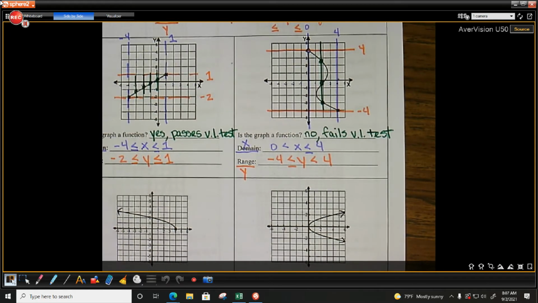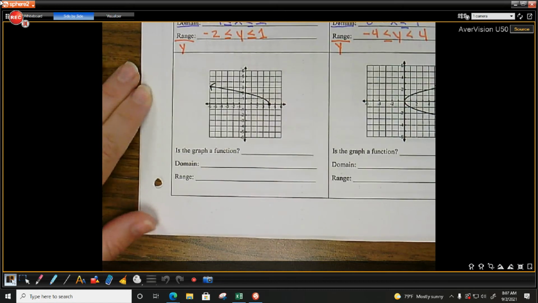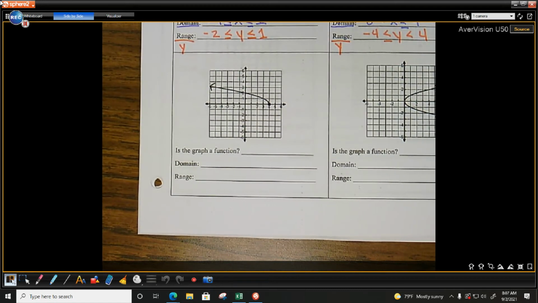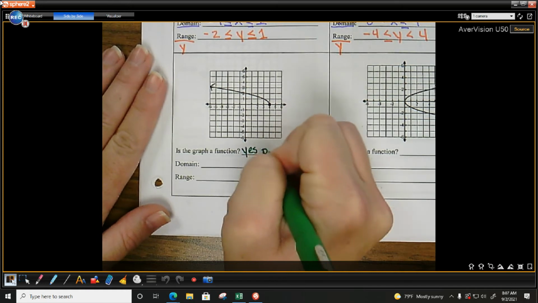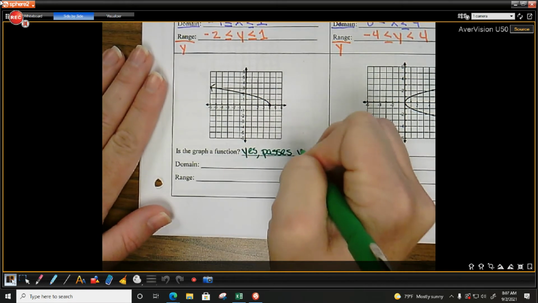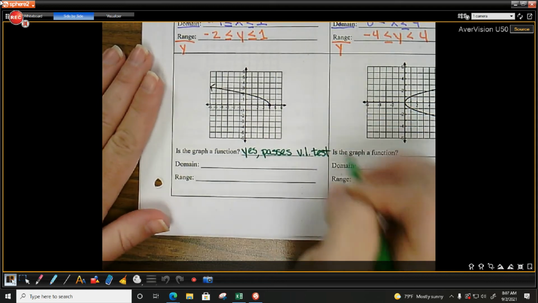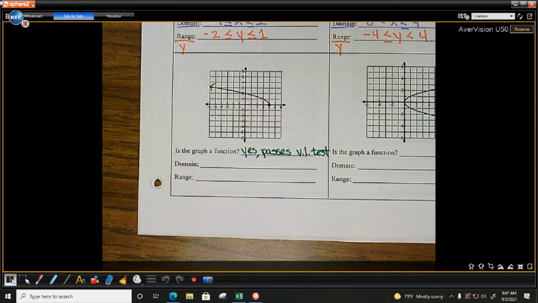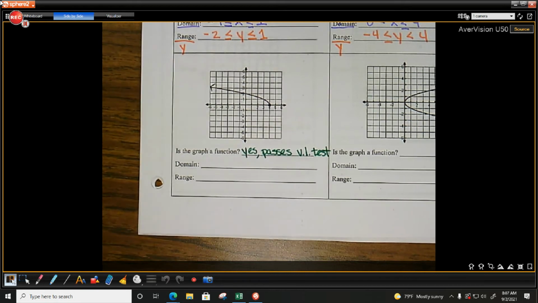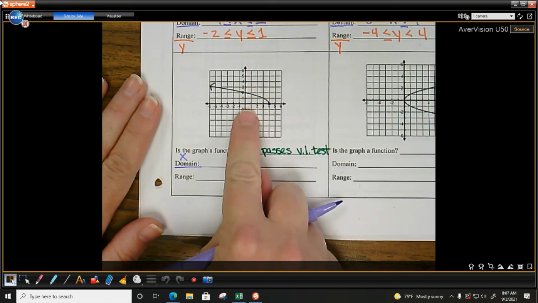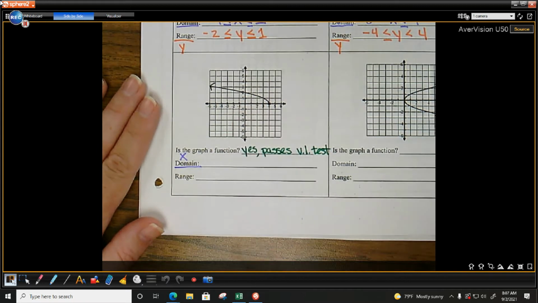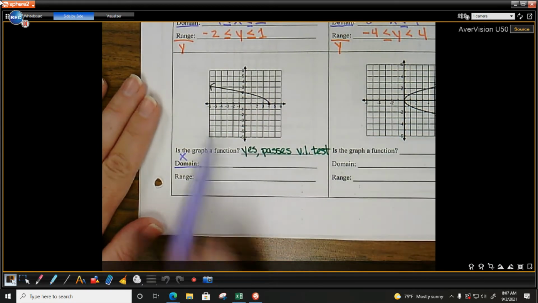Okay. This third one. Is this a function? Why? Perfect. Yes. Because it passes the vertical line test. There's no vertical line you can draw where it hits the graph in more than one spot. Okay? So to find my domain, what kind of graph is this? Is it connected or dots? Remember, discrete is if it's just dots. This has a connected figure. We have a dot and we go that way. So this is continuous. Okay?